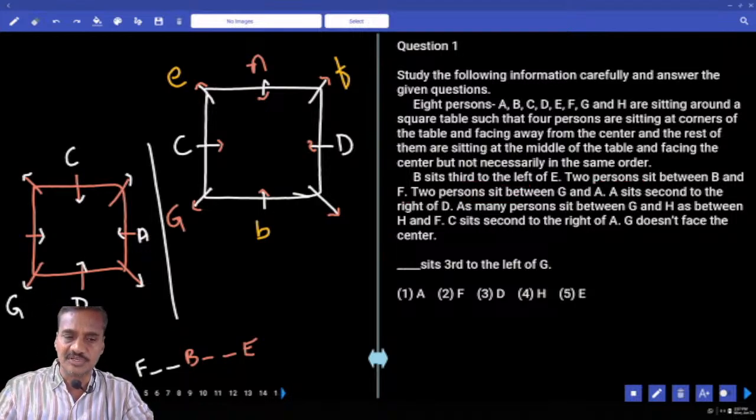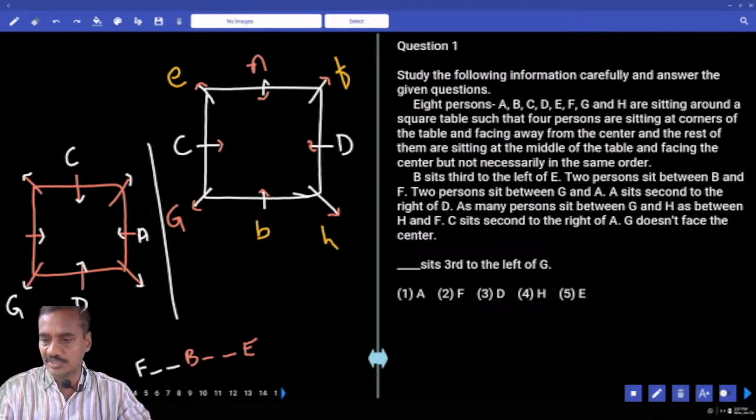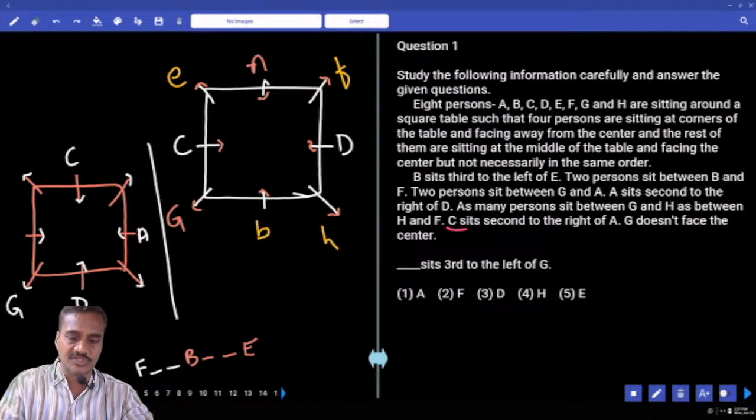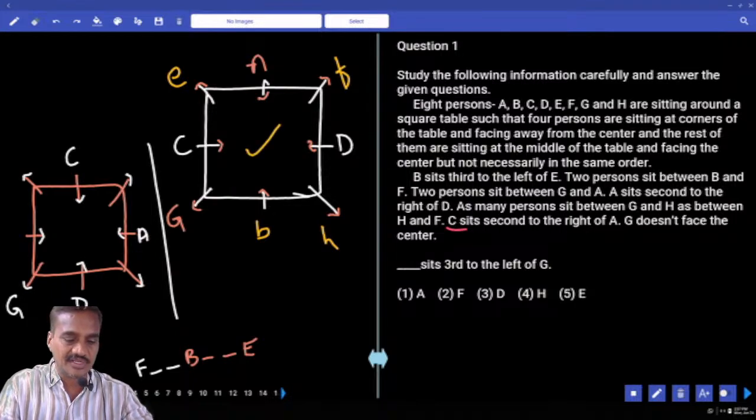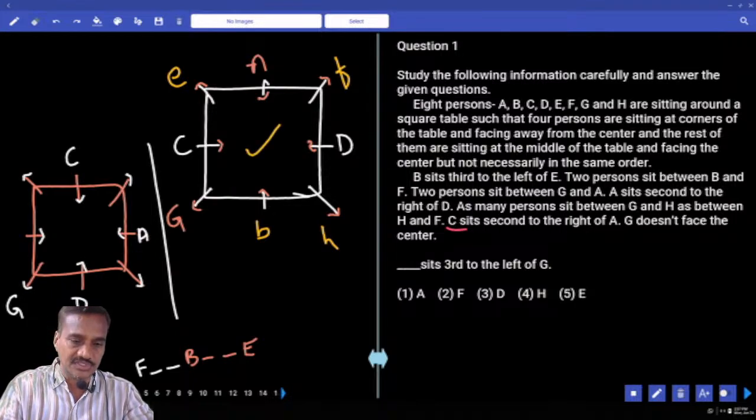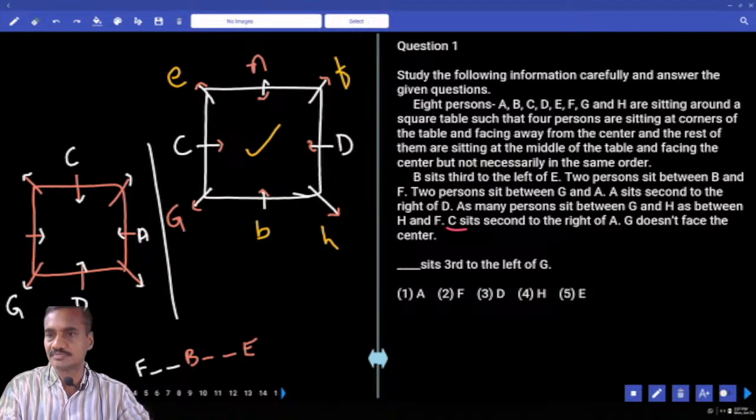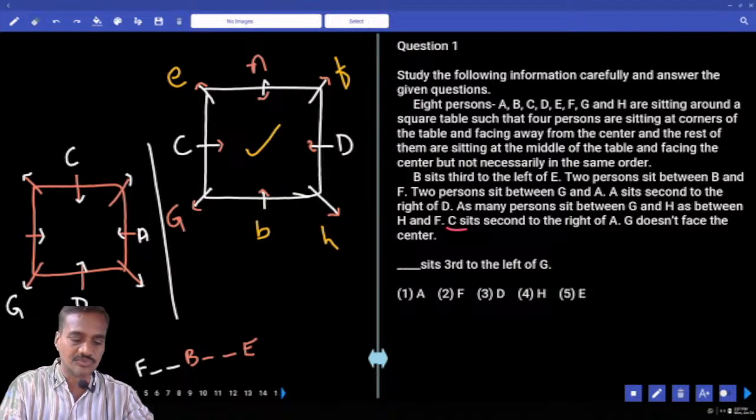As many persons between G and H as between H and F. Now in between G and H, H must be at this place. Now H and F have 1 person between these 2. Now this is the final arrangement we have. And what is the final arrangement? Now G, C, E, A, F, D and H. Now this is about question numbers 1 to 5.